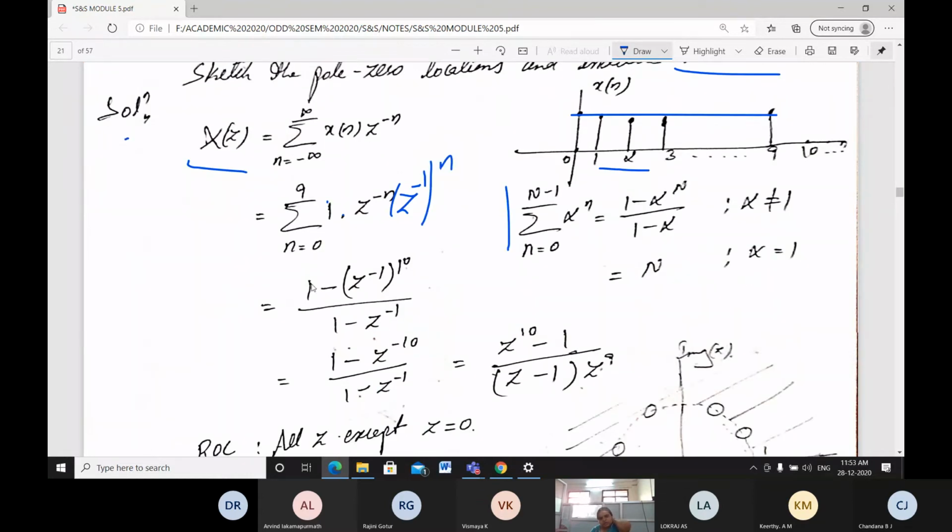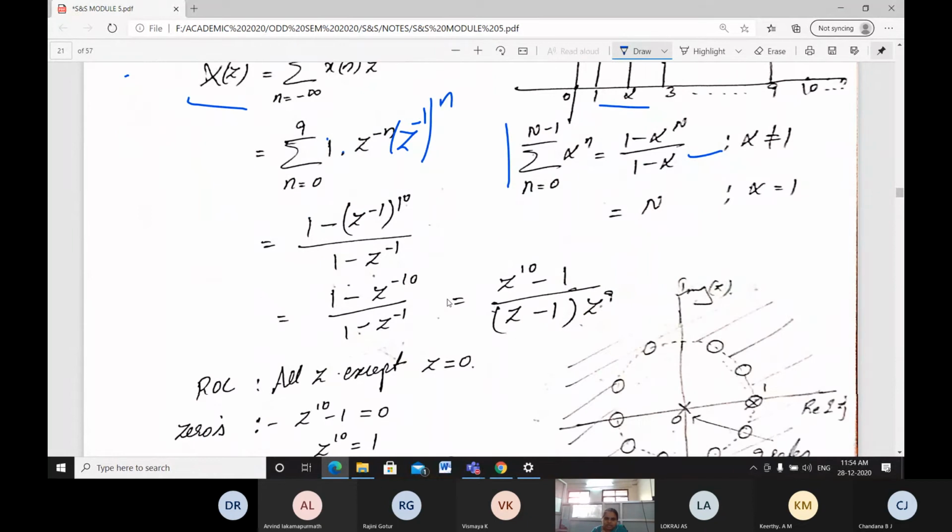Then, based on this equation, if I substitute, 1 minus z raised to minus 1 whole power n. Observe here, increment by 1. Here 9 is there, so incremented by 1 position means you get 10. That is what is written here. Then divide by 1 minus z raised to minus 1.